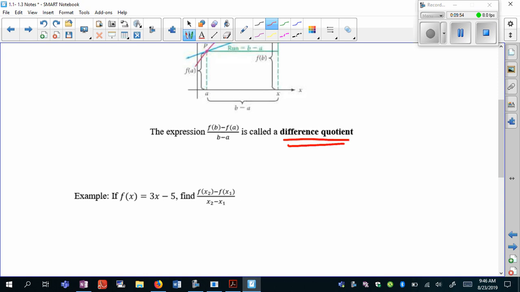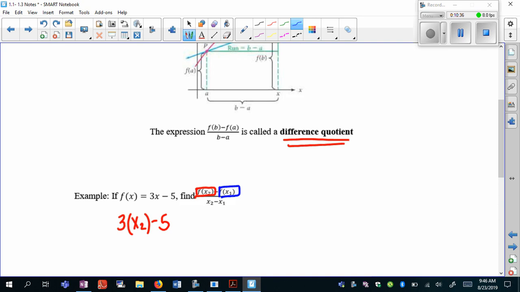practice plugging in. So it says here we want to find f of x sub 2 minus f of x sub 1 all over the change in x's. So what that really means is I have to find two things: f of x sub 2 and then f of x sub 1. And when I say sub 2, I'm saying x subscript 2 is really the notation. So I'm going to plug x sub 2 into this. So this is going to be 3 times x sub 2 minus 5. And then I'm going to do the same thing for this.